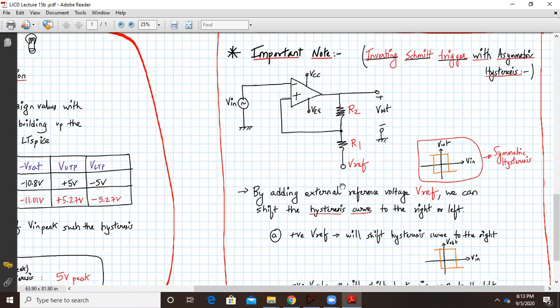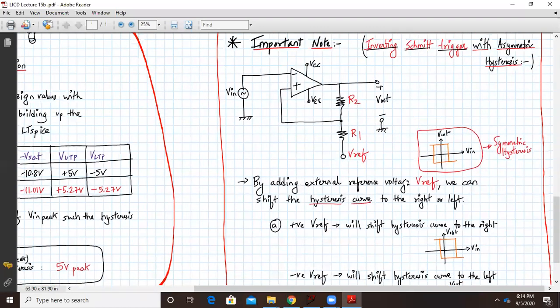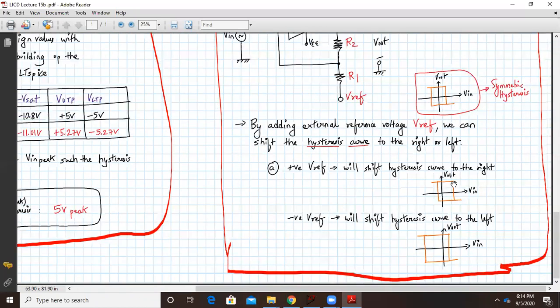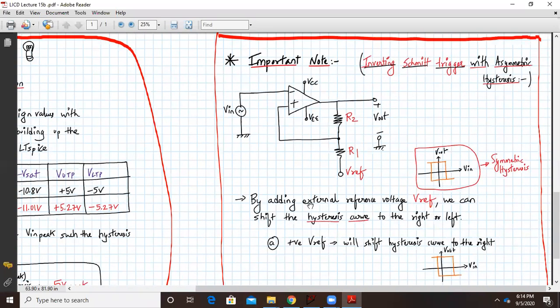So we can connect an extra V reference source and tie it to the R1 instead of a ground. By adding this external reference voltage, it will shift the hysteresis curve either to the left or to the right. A positive value of V reference will shift the hysteresis to the right. That means VUTP will be greater than VLTP. And if I add a negative V reference over here, it will shift the hysteresis curve to the left. Okay. This is not a practical solution. The practical solution we will discuss next time. But on paper, this is good.